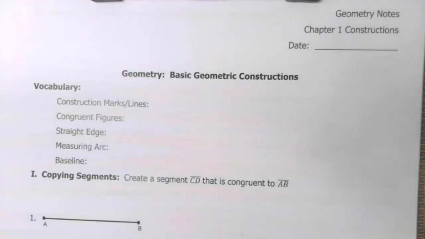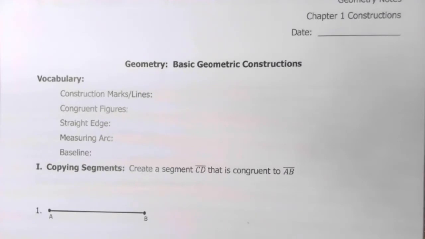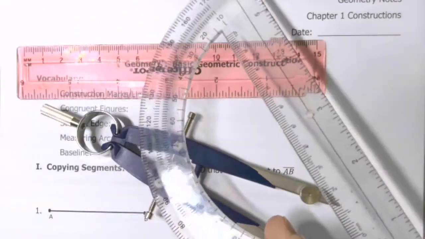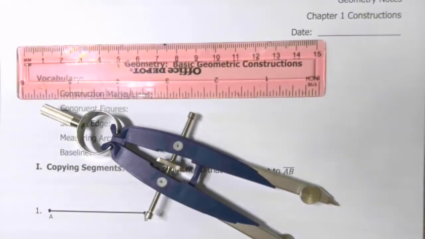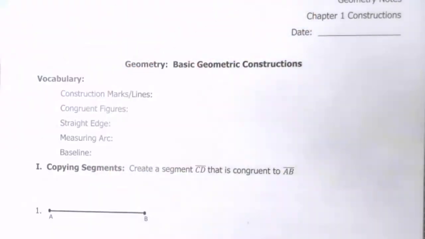Hello, this is a note session for geometry constructions. These are your basic geometric constructions, the ones you're supposed to be able to do. In order to do the notes today, you will need your compass, you will need a straight edge, and you will need a protractor. If you do not have these with you, pause the video, go get your tools, and start it again so that you are ready to go.